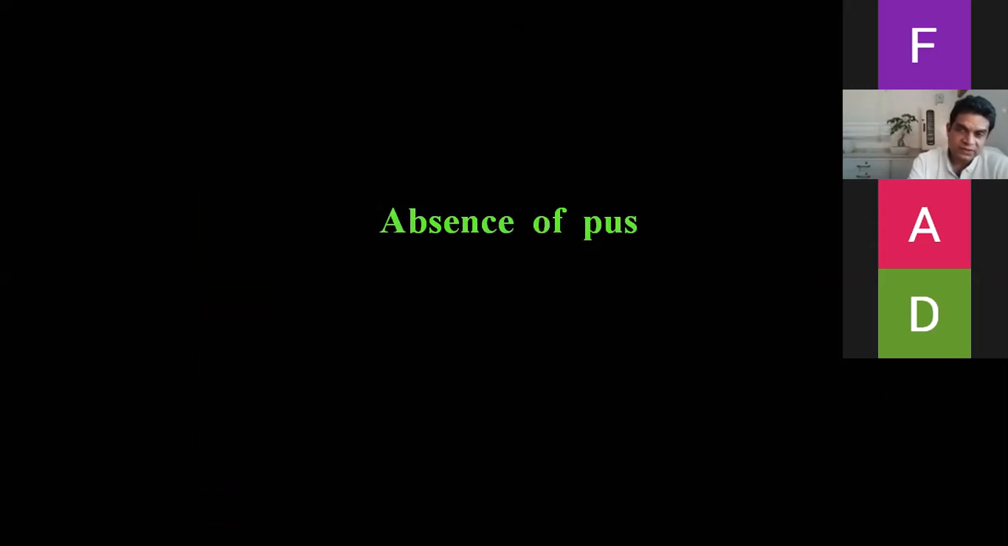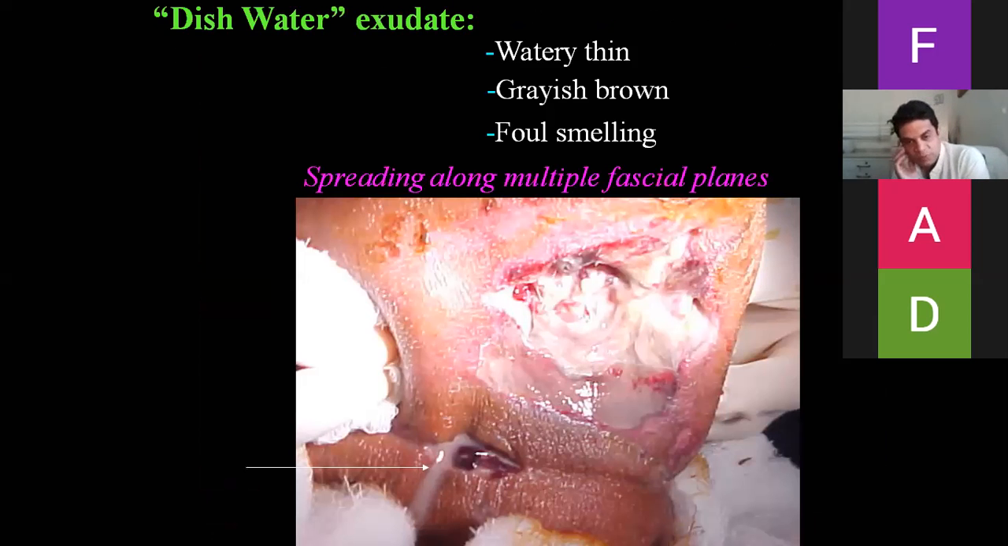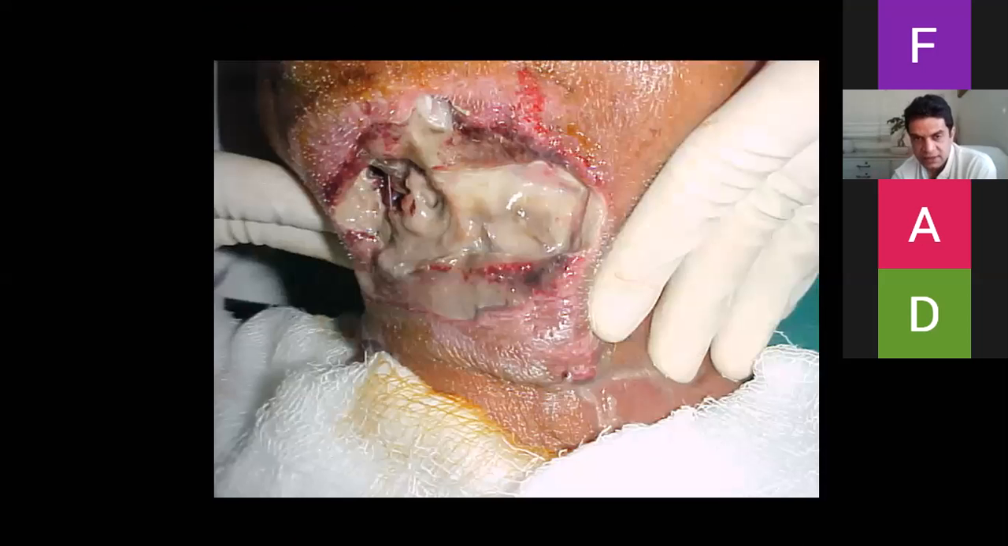And the characteristic feature is there will be no pus formation, because for pus formation, it has to be a localized infection. So there is no pus. The fluid which is coming out is not pus. It is an edematous fluid, watery, thin, grayish brown, foul-smelling. It is popularly known as dishwater exudate, which spreads in multiple planes.